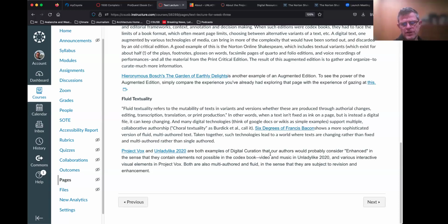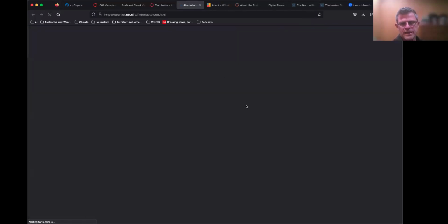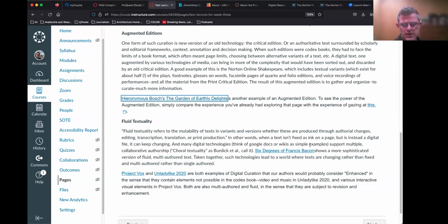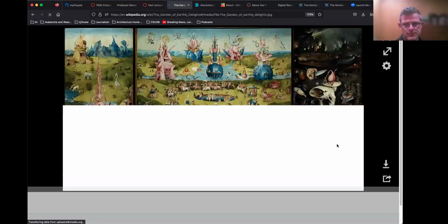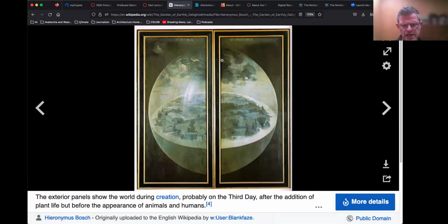The other example that I gave you to think about for this week, that we haven't talked about yet, is an example of an augmented edition, and it's of Hieronymus Bosch's famous Garden of Earthly Delights. If you open it, first of all, let's do the normal thing, which is to look at the static image of the painting. The painting exists in a kind of cabinet, which you may not even discover unless you use the curated version.